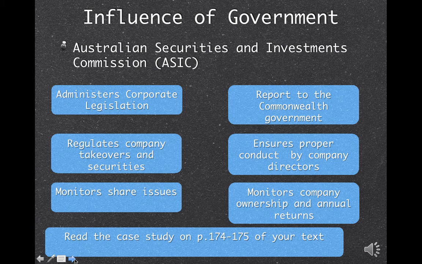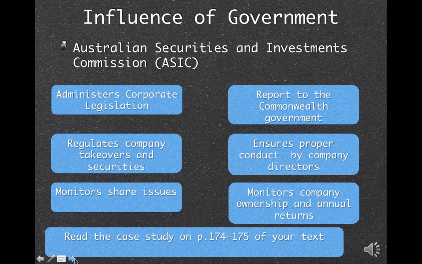The most important thing they do is they regulate and they look after finance by big corporations and the share market. So they administer corporate legislation. They make the decisions on how corporations should manage their finances. They regulate company takeovers. So if another company wants to take over a smaller company, they regulate how that is done. They set the conditions. They monitor issues of shares. So if a company decides to list on the stock exchange, they will monitor how those shares are issued.